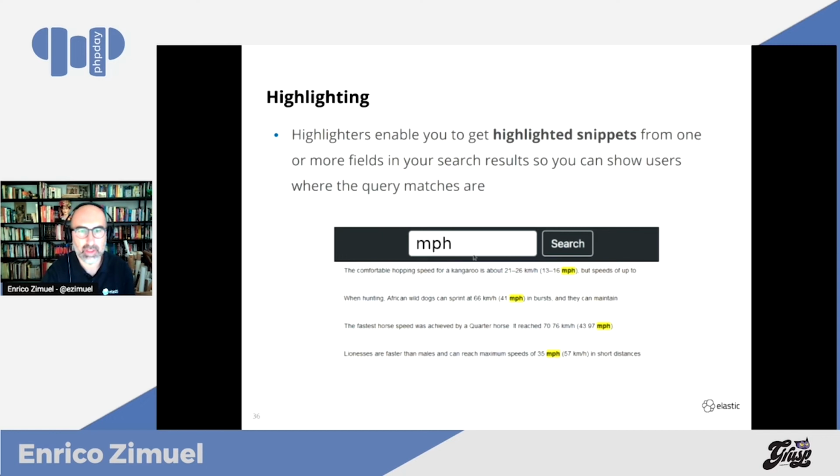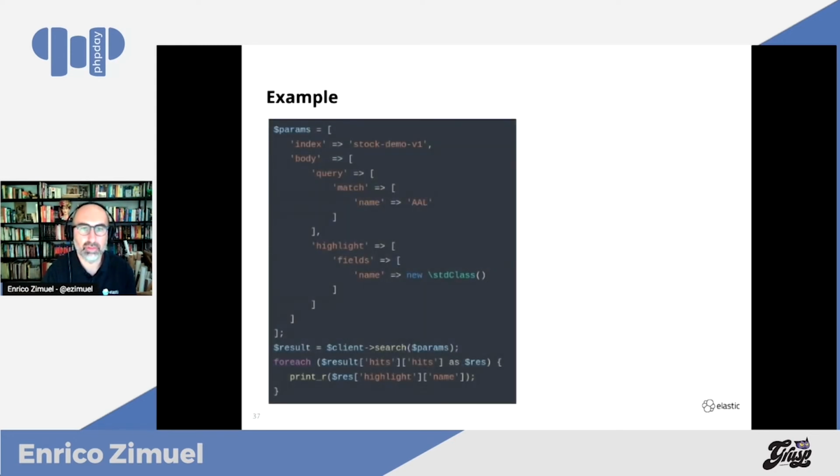Imagine you have this search application, you write a term here, and these are the documents that contain this keyword, and you want to highlight the term inside the document. This is done by default in Elasticsearch. You just need to provide a highlight in the query.